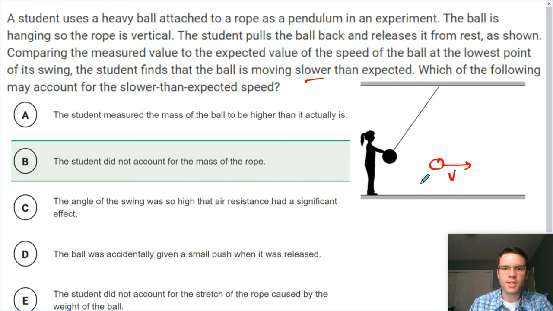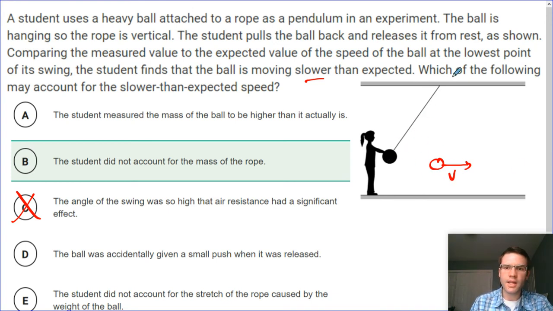The most common thing to jump to is air resistance, but for a pendulum, it's not moving fast enough for air resistance to have a large impact on it. Friction up here might have a larger impact than that, but C is not correct. You can't have air resistance. These low velocities wouldn't be a large enough impact for that.